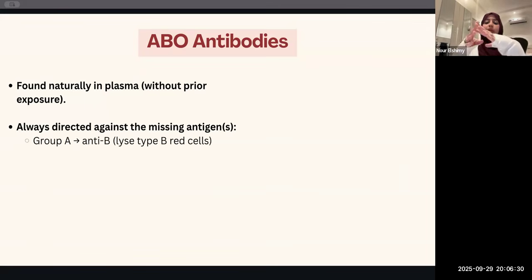Let's take it one at a time. If you're a group A, meaning you have A antigens, you're going to form anti-B, so antibodies for B, and they lyse type B red cells. So in case we have type A antigens on our red blood cells and we had invaders, which are type B cells, our body is going to have to attack those, because they're non-self. So we have antibody B. Same thing for group B: it's going to have anti-A that lyses type A red cells.